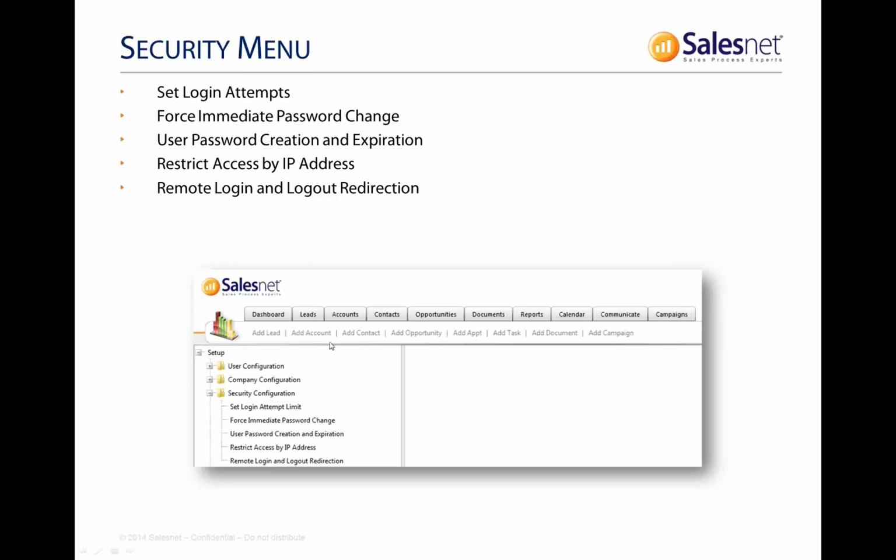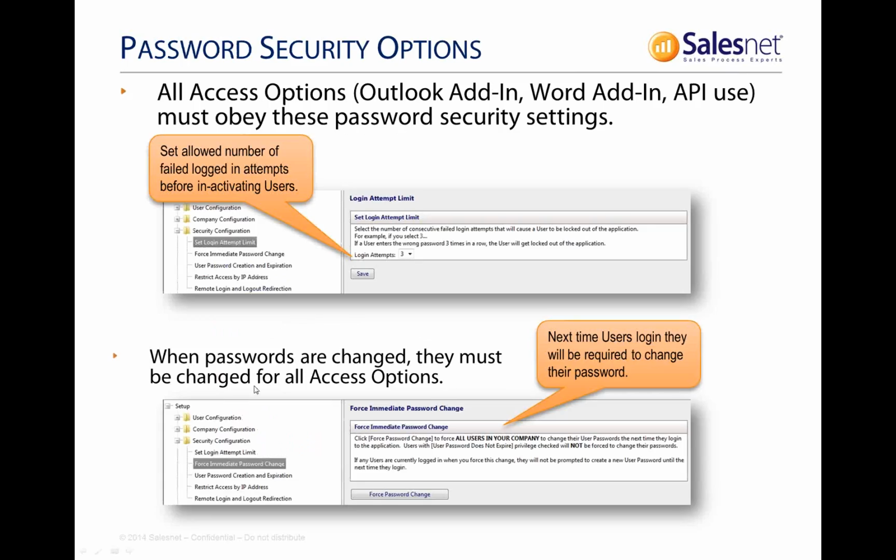Now, security options. This one's going to go very quickly. Okay, this is some basic setup pieces, around passwords, password management, those kind of things. So we have a few items here. We've listed them on this third menu under security configuration. So right under company configuration, we have the ability to set the login attempts. So if a user logs in incorrectly too many times, they get locked out.